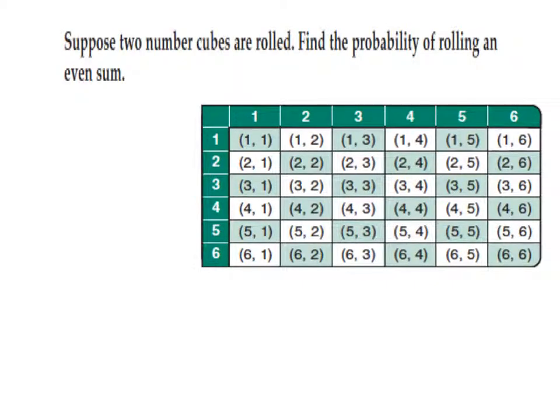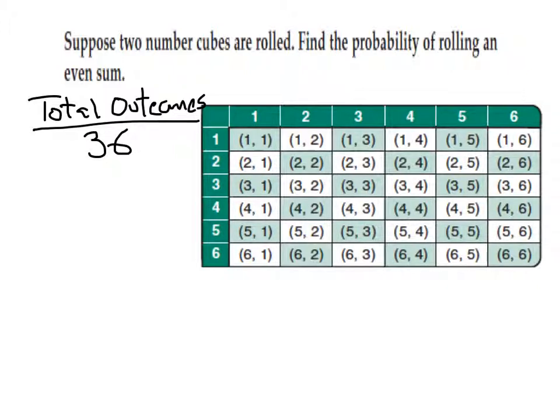Suppose 2 number cubes are rolled. Oh, this is different. We now have 2 dice, both numbered 1 through 6. Find the probability of rolling an even sum. So we need to find out the total number of outcomes. Well, this chart here will help us out. It shows all the different combinations we can get rolling 2 dice. And we can count all the rectangles, or we can do simply something like this, that we have 6 numbers and 6 numbers again. 6 times 6 is 36.